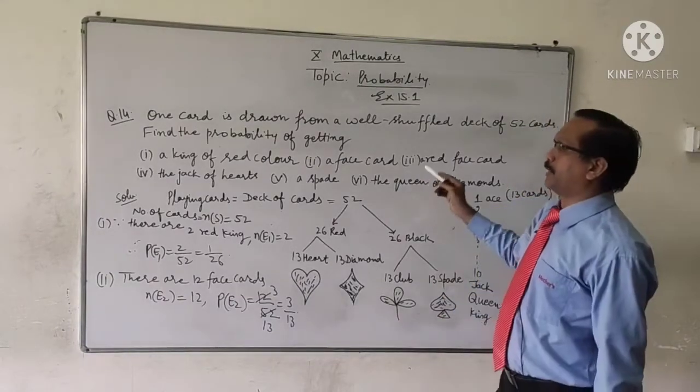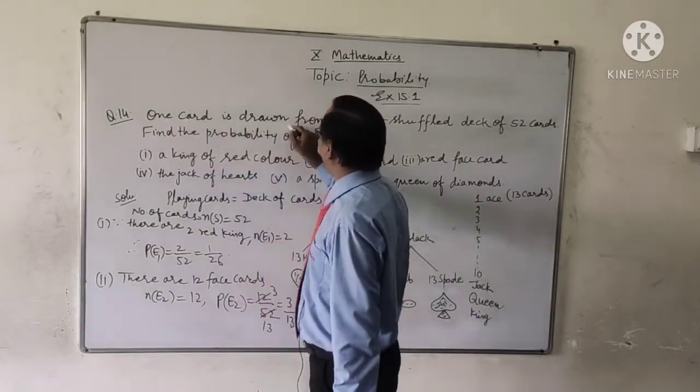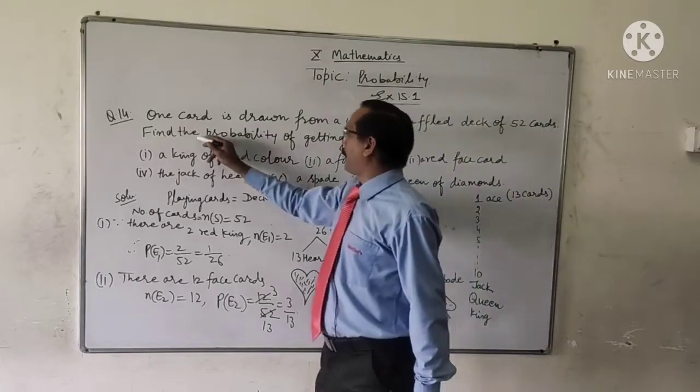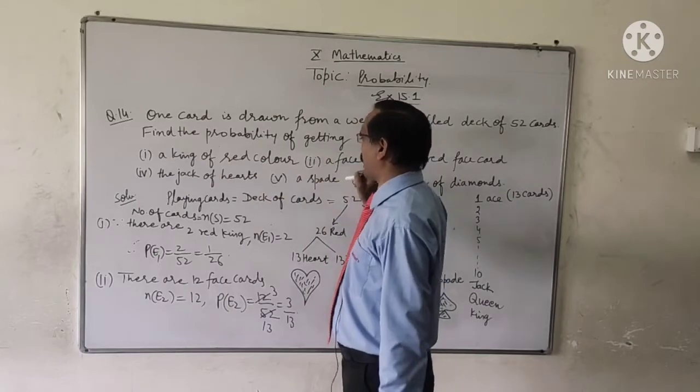Students, it is question number 14. Here one card is drawn from a well shuffled deck of 52 cards. Find the probability of getting the following cases.